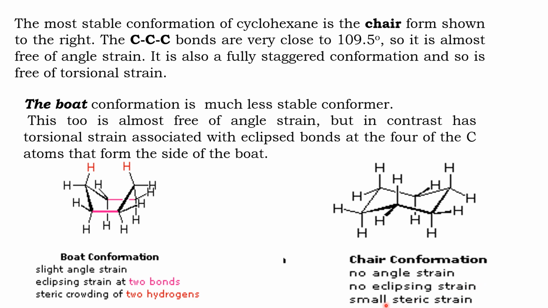A question may come: why is chair conformation most stable? You should give the answer like this. Why is it more stable? Because it has a bond angle almost the same as 109 degrees 5 minutes. That means the angle strain is almost free, no angle strain. And there is no eclipsing strain and only very small steric strain. That is why chair conformation is highly stable. Take down.